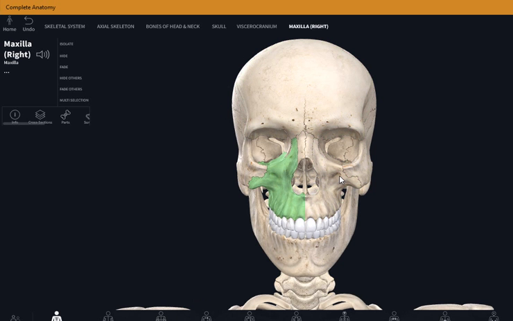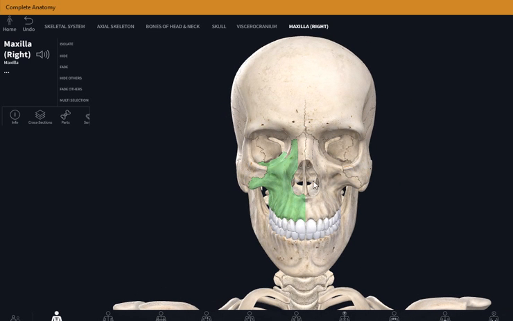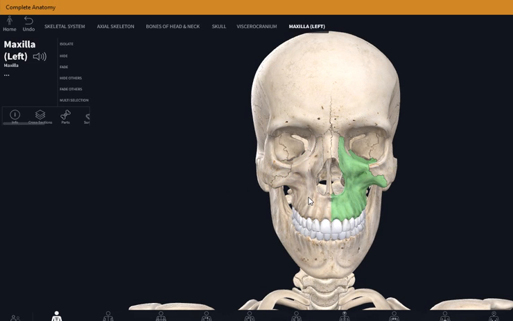Now, after the infraorbital notch, we are still on the anterior view. We can see the maxilla here. So this portion, we have the maxilla. Here are the nasal bones.